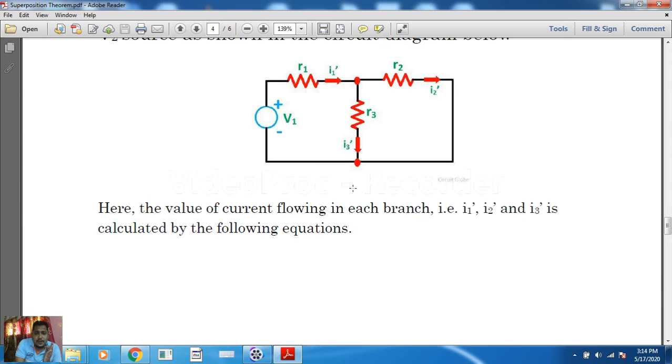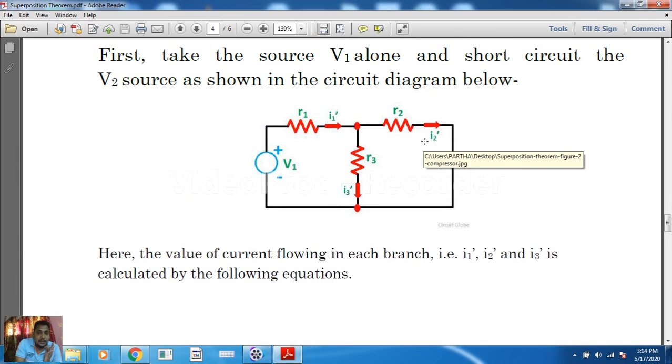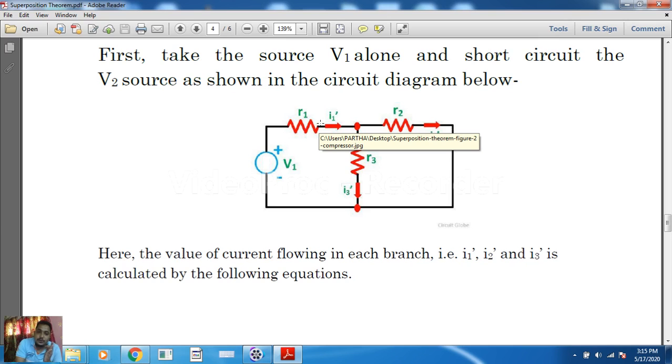So how are we going to solve this circuit? What is our aim? Our aim is to find out how much current is flowing through R2, how much through R3, and how much through R1. If we can find the current through R1, R2, and R3, then we can also find the voltage, because current times resistance, Ohm's law, will give us the voltage across each branch. So first of all we have to find the branch currents.